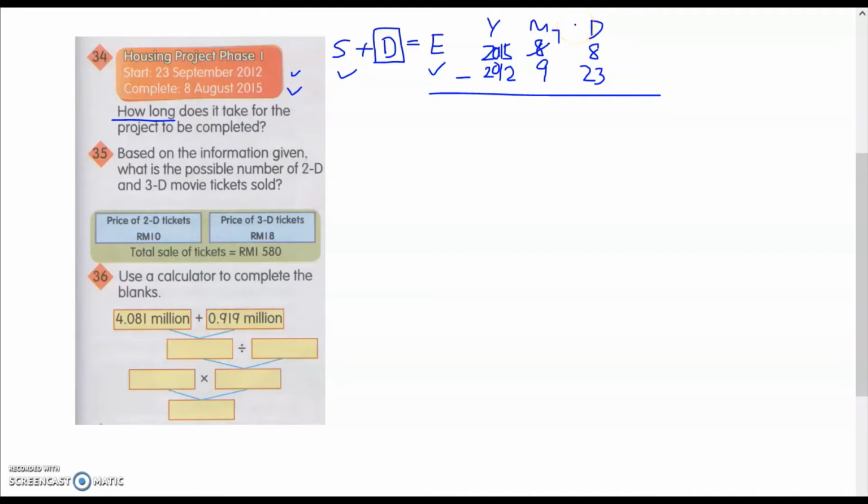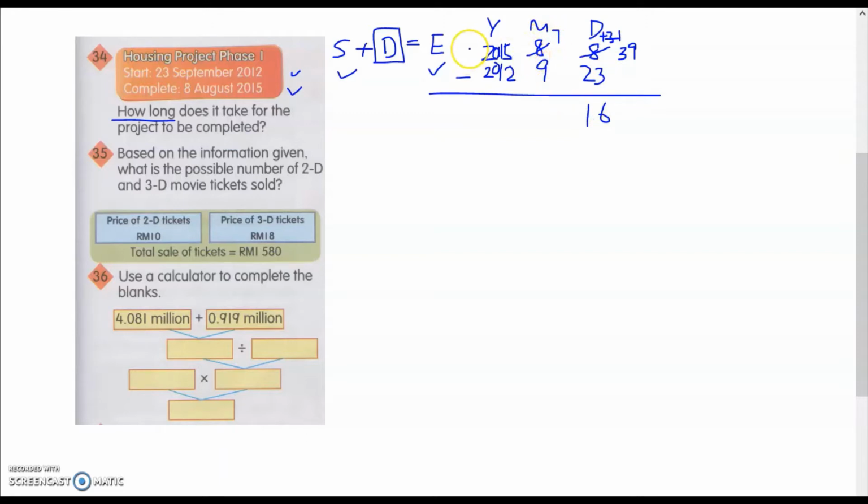Then we look at 7. How many days are there in July? There are 31 days in July. So we plus 31 days. So 8 plus 31 becomes 39. Okay, then you minus 9, minus 3 is 6. 3 minus 2 is 1.